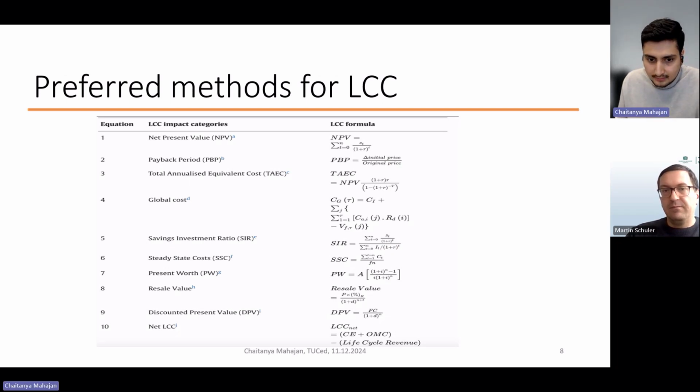These are some of the most commonly used methods in LCC. Some might be net present value method, payback period, total annualized equivalent cost, global cost, and saving investment ratio. Because they vary so much, are so different in nature and very complex, it is extremely difficult for them to be standardized, because some calculators use internal costs, some include external cost, and because they change so much, it is very difficult to standardize them.